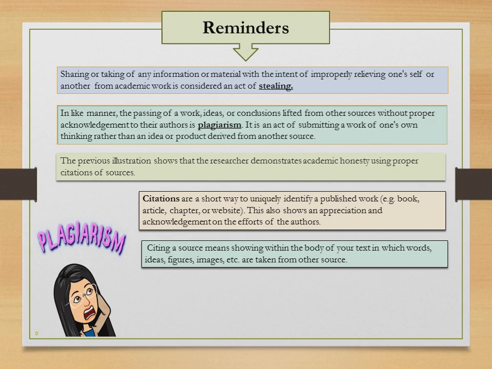The previous illustration shows that the researcher demonstrates academic honesty using proper citations of sources. Citations are a short way to uniquely identify a published work, for example, a book, article, chapter, or website. This also shows an appreciation and acknowledgement of the efforts of the authors. Citing a source means showing within the body of your text which words, ideas, figures, images, etc. are taken from other sources.